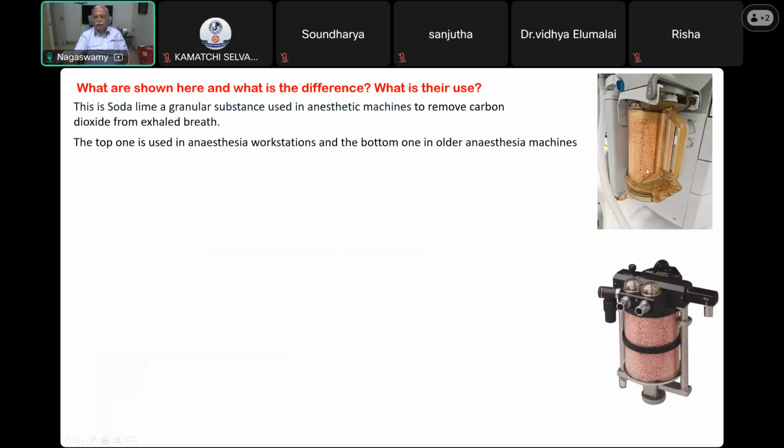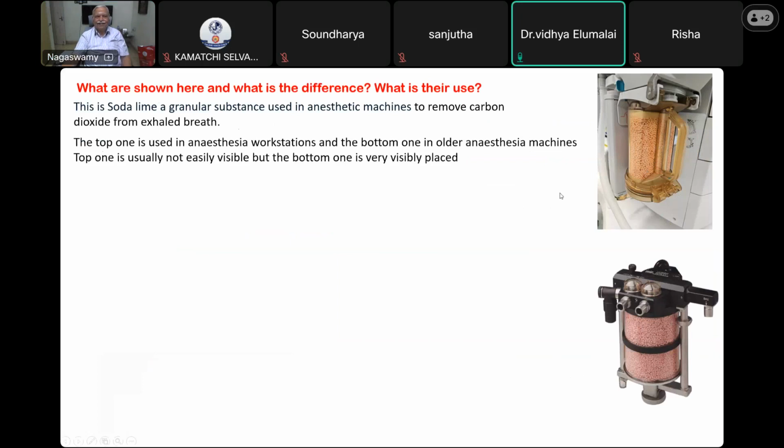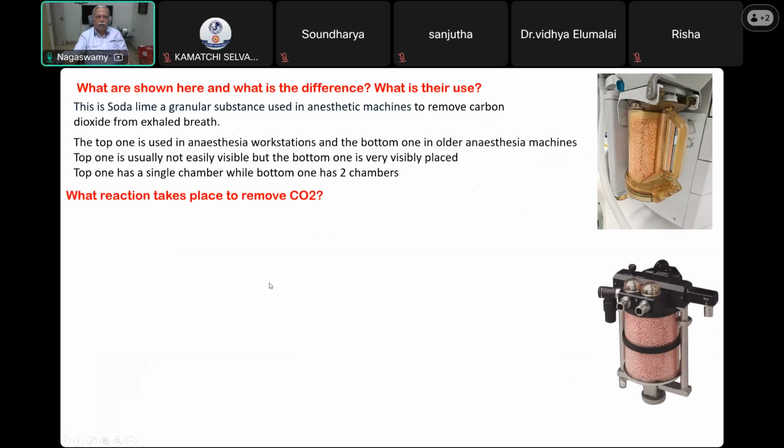And are you seeing this every day when you look at the front of the machine? Yes, sir. It's not so easily visible in the workstation. It will be on the side, behind the control panel for switching over from oxygen, bag to ventilator, and APL valve and all those things. Whereas this will be very easily seen on the outside. Okay, and the top one has a single chamber. You can see that it's a single chamber canister, whereas the bottom is a two chamber canister.